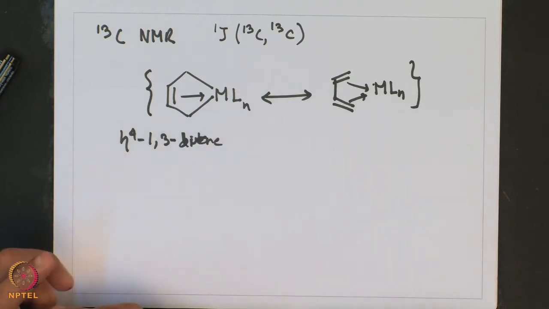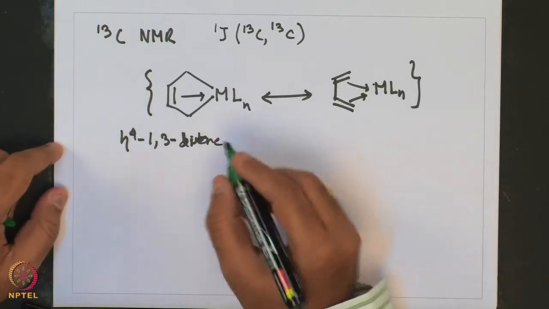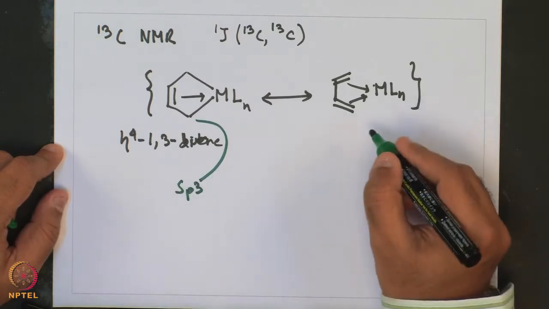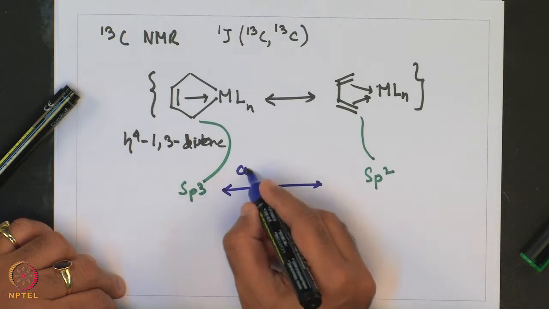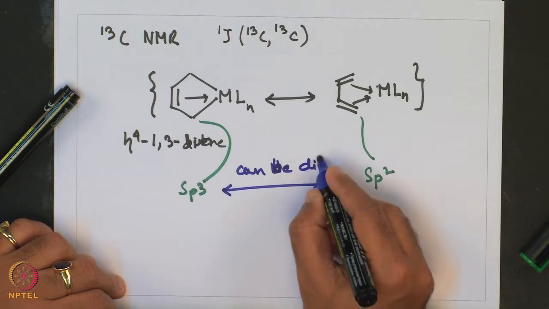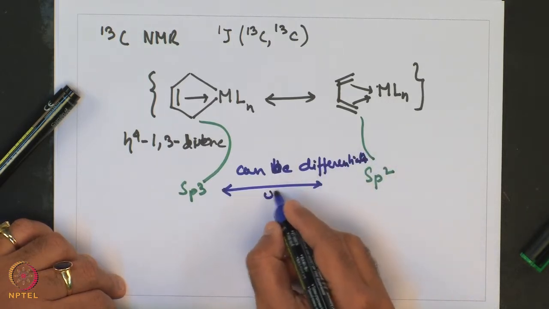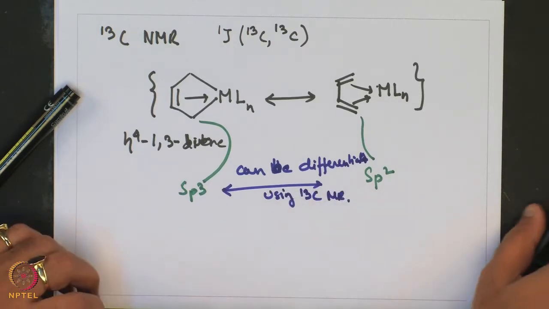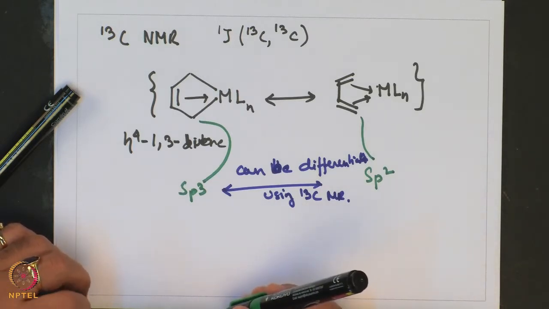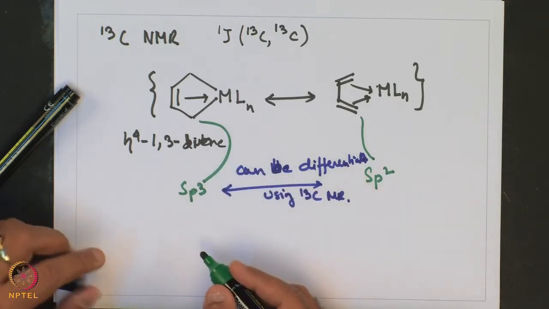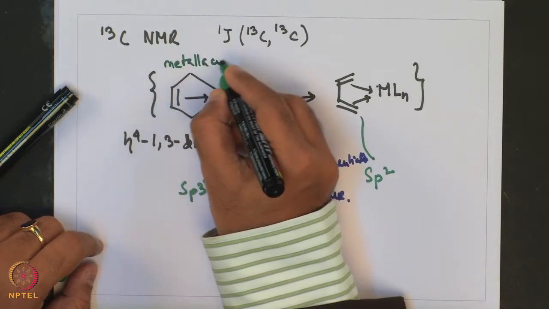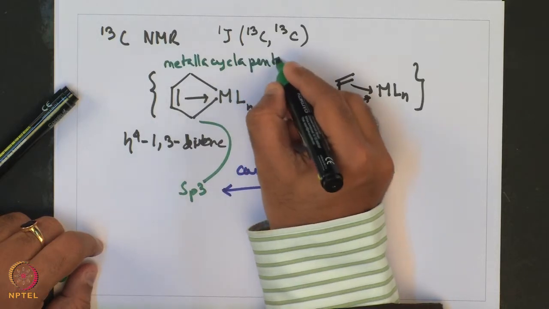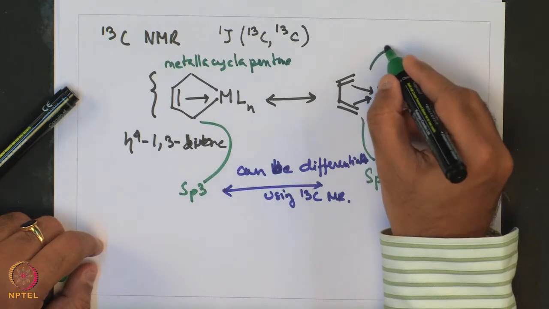Now, if in this structure the terminal bonds are sp3 type, and in this structure the terminal bond is sp2 type, they can be differentiated using 13C NMR. Also, the late transition metal complexes are designated as pi complexes, whereas the early transition metal complexes are designated as metallocyclopentenes. So, this structure is called metallocyclopentene, similar to the metallocyclopropene that we had seen. These are called metallocyclopentene, and this is just called simply a pi complex.